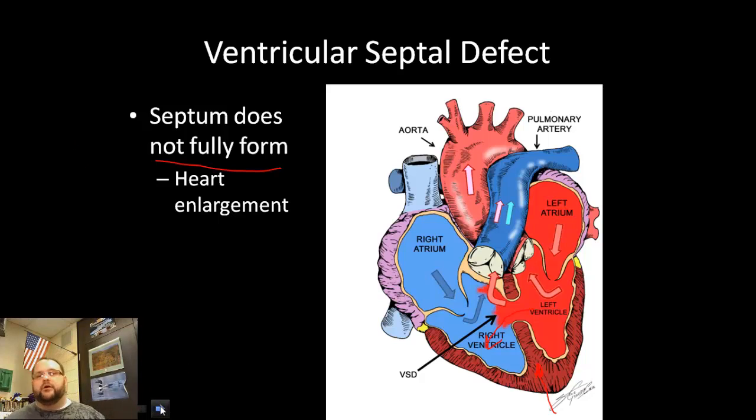So those are the major problems I want you to look at, the major cardiovascular diseases that I want you to know about.